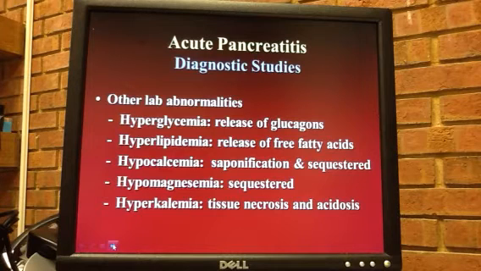In saponification, where you have the digested fats acting as a sponge, you have release of retroperitoneal fat by lipase digestion, which sucks up the calcium, and you can also have that calcium sequestered by fat in the peritoneum. When the calcium levels are low, seriously low, this is probably an indicator of severe disease.